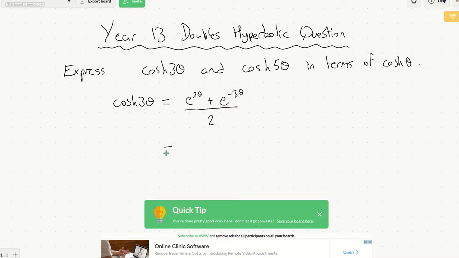Now, as I want to write it in terms of cos theta, why don't I immediately write down cos theta, e to the theta plus e to the minus theta over 2, and then think, how am I going to turn that into cos 3 theta? How am I going to get the e to the 3 thetas involved? Well, I'm going to have to cube it. It's the only way I'm going to get e to the 3 theta involved. Now, the problem is, as you and I well know, when we multiply out those brackets, we're not just going to get e to the 3 theta plus e to the minus 3 theta. We're going to get some unwanted terms as well.